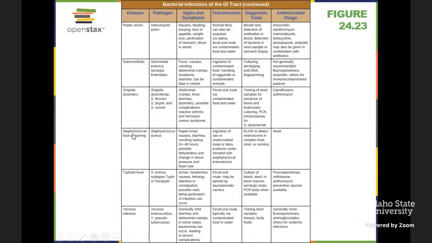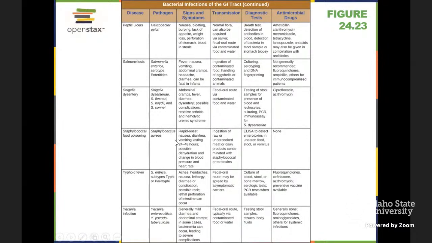Staphylococcal food poisoning, intoxication, all right? So Staph aureus on our skin, potentially handling food stuff, bringing the microbe to it, and then not allowing it to be either refrigerated promptly or whatever it is, allows the bacteria to grow and release toxins.